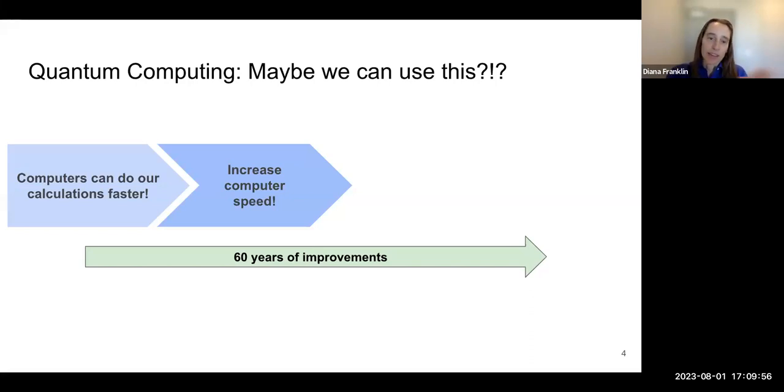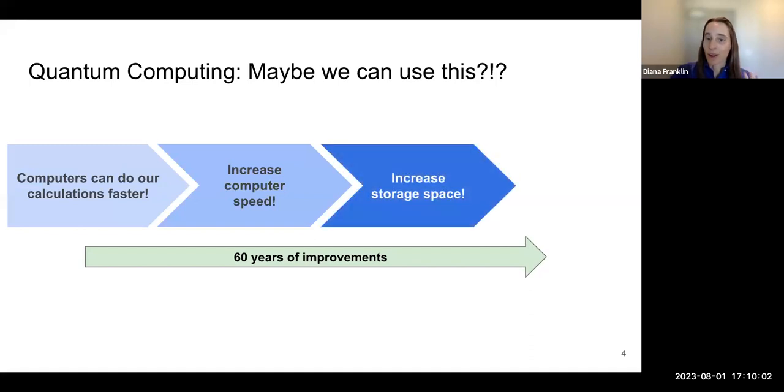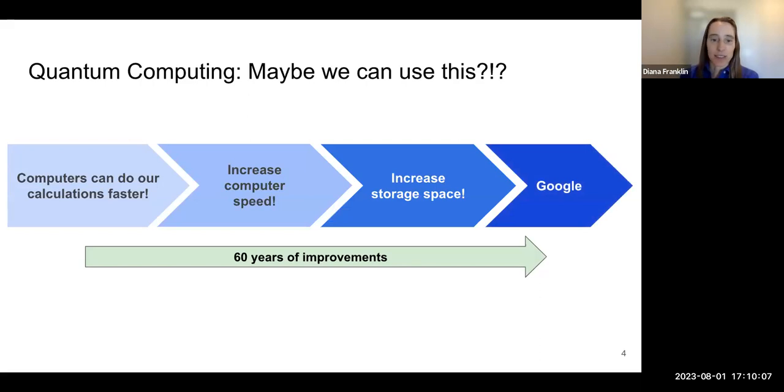And then in these 60 years of improvement since then, we've had large increases in computer speed and large increases in storage space, and that leads to things that we use now, like Google, which is not only a search engine, but also Google Maps, routing you around when there's a traffic jam. So all of that requires the computer speed and the storage space, but it was all an evolution from that first computer that was invented.